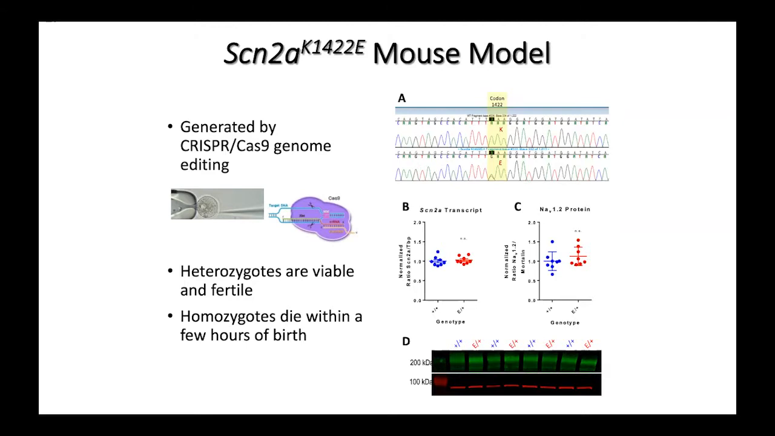And it looks about the same. So there are some features that might overlap with the knockout. We do see a normal level of SCN2A mRNA as well as protein. So that tells us that the DNA is converted into RNA, the RNA is converted into protein.